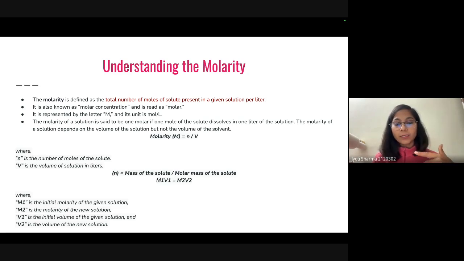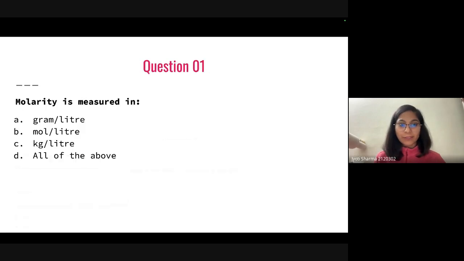Another thing is, if you are changing your volume, you can also calculate the molarity of the changed volume solution, and this is by M1V1 = M2V2. This is very basic, we already know about this, again ninth or 10th class syllabus, right? So my first question is: molarity is measured in what SI unit? You can write in the chat box, or you can communicate with me orally as well.